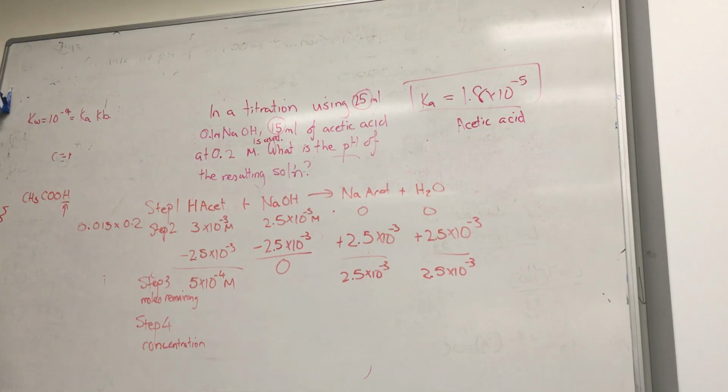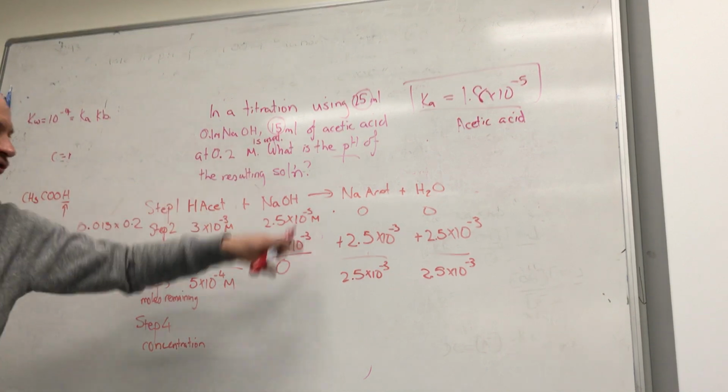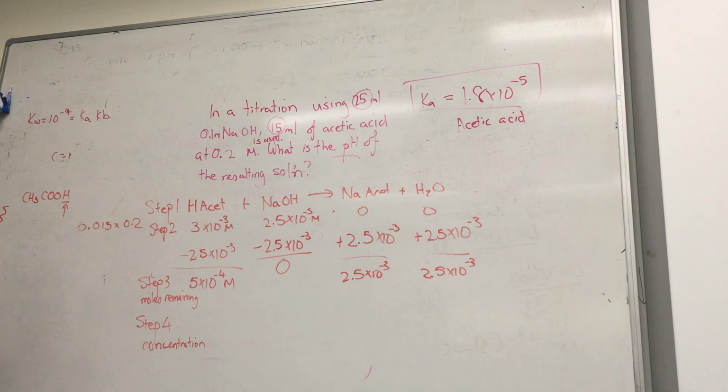So, how are we going to work out the concentration of the acetic acid and the concentration of sodium acetate? What's the concentration relationship? C equals n over V. Okay, C equals n over V. What's our volume going to be?